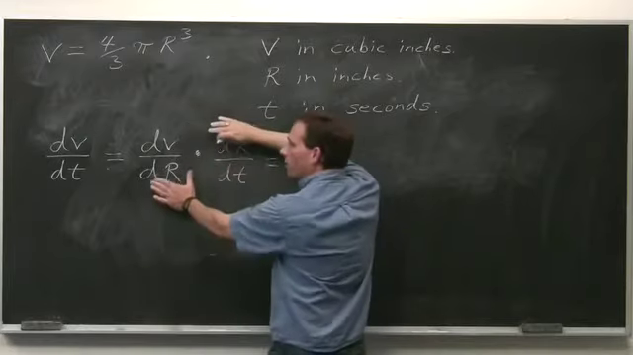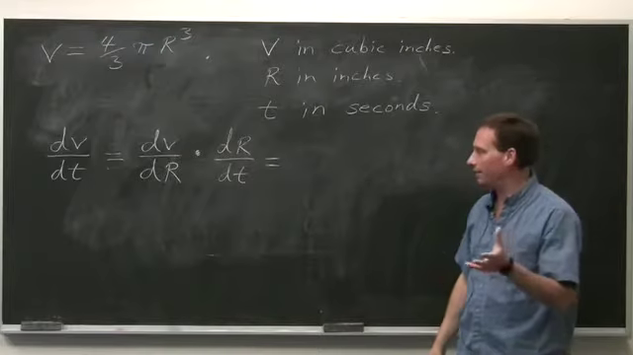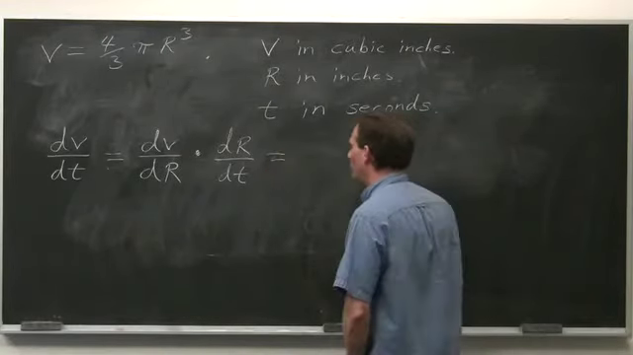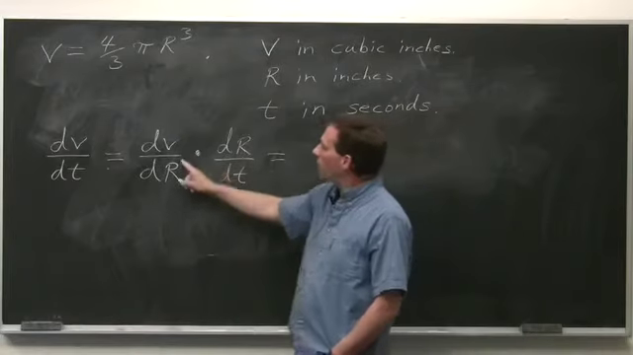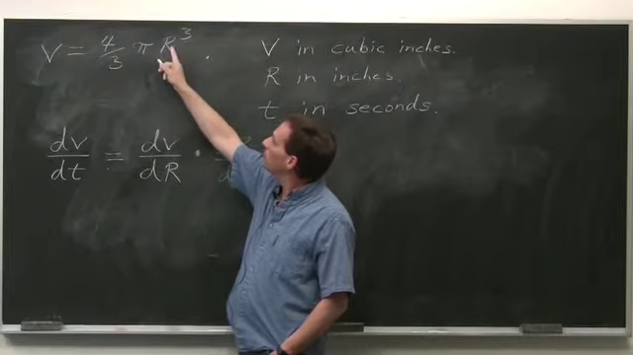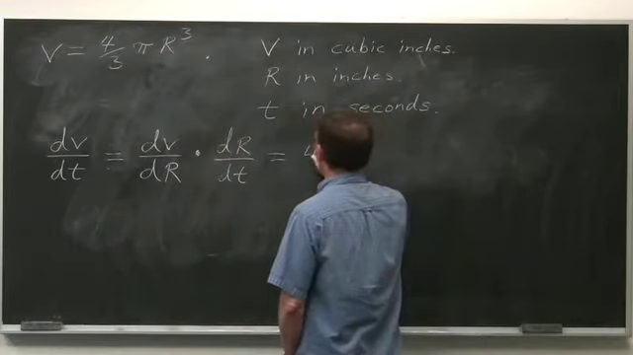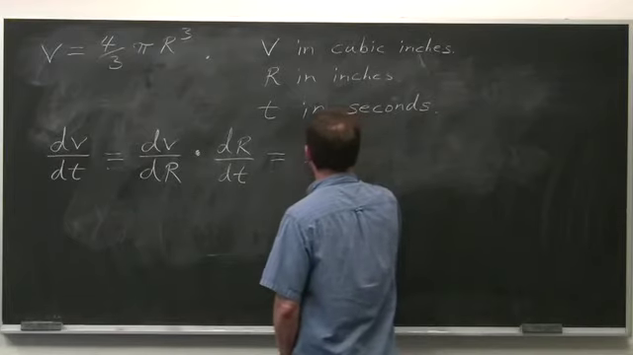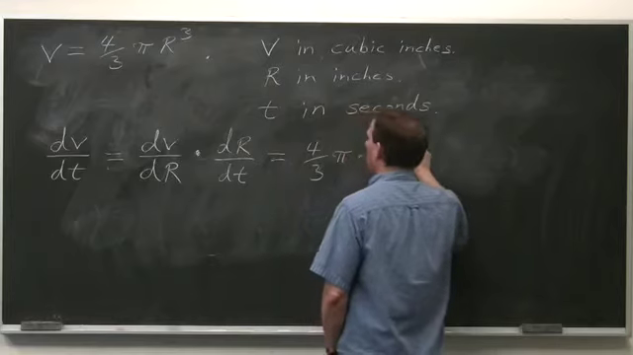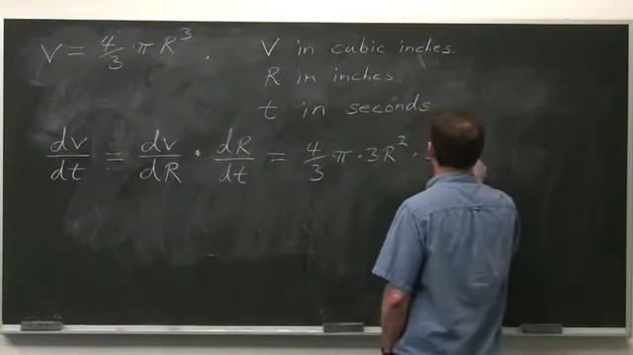It looks like the dr's cancel and you get dV/dt. I'll say again, that's not what's happening, but it's very suggestive and helps one remember the chain rule. What's dV/dr? Well, 4/3 pi is a constant, and then to differentiate r cubed, you just use the power rule. So we get 4/3 pi times 3r squared times dr/dt. What's dr/dt? It's what we're trying to find. We don't know what it is.